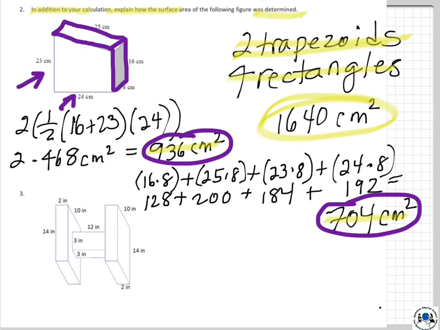We add those to the surface area of our two trapezoids and then our four rectangles, and we come up with a total of 1,640 square centimeters.